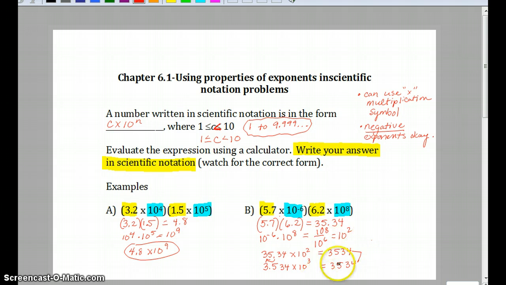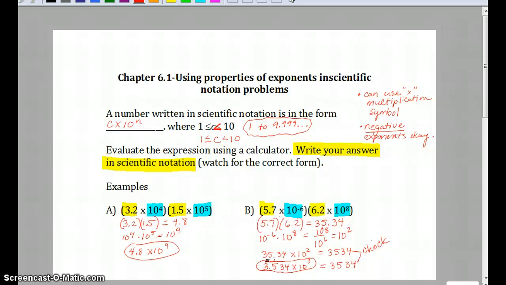These need to be the same. These are equivalent expressions. And by putting them in the calculator, you're essentially checking that you chose the correct exponent when you rewrote it as an equivalent expression. So 3.534 times 10 to the third is your answer written in correct scientific notation.